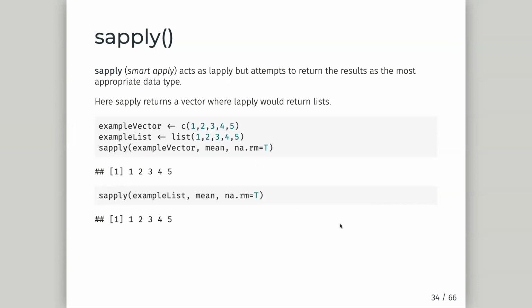sapply, smart apply, acts like lapply, but it attempts to return the results as the most appropriate data type. I think it kind of has an order: it will try and return a matrix, and if that doesn't look sensible, it will try and return a vector. If it can't do that, it returns a list. So here I'm going to get a vector. I'm going to do sapply on my vector, I'm going to get the mean, I'm going to do na.rm equals TRUE to get the mean, and it gives me a vector back. I can also give it a list, and it still gives me a vector. So a vector feels better than giving you back a list.